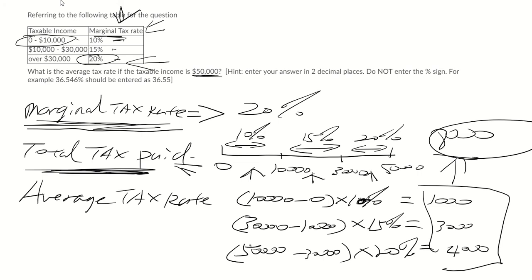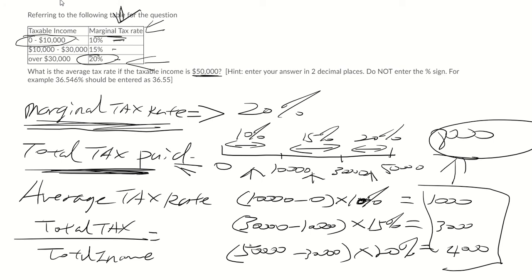And lastly, to find out your average tax rate, we're going to use our total tax paid divided by total income. That's your average tax rate, and of course this would be a percentage. Our total tax was $8,000, which we found out, and our total income is 50,000. Let me use my calculator.